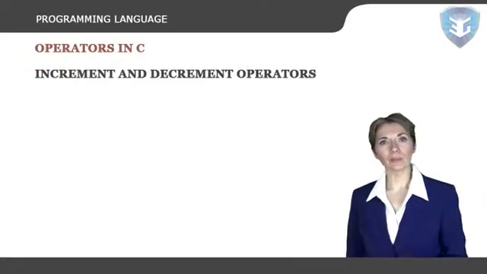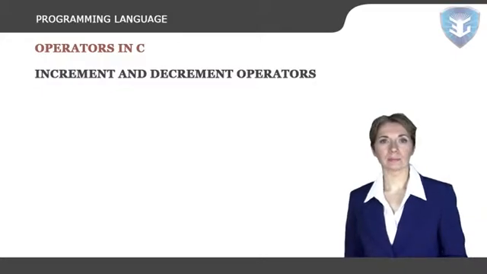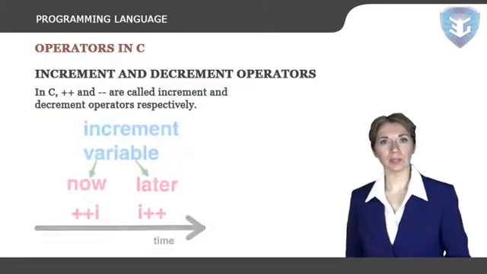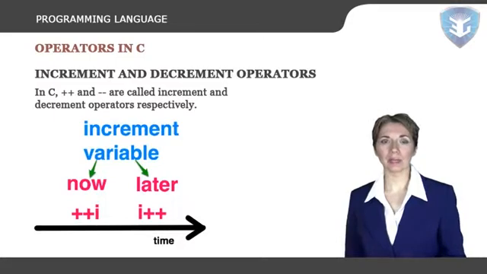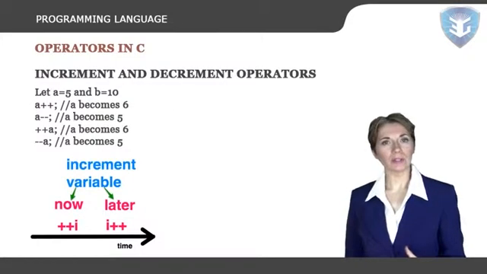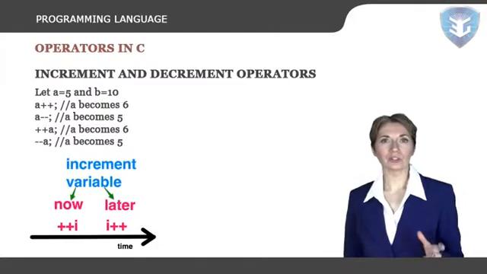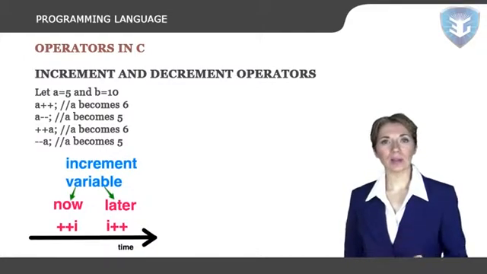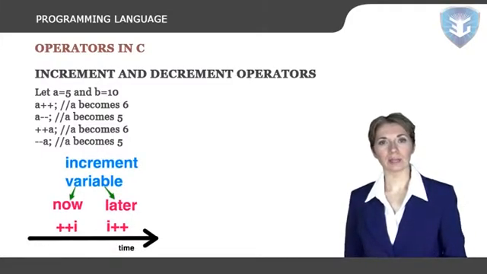Number 2, increment and decrement operators. In C, ++ and -- are called increment and decrement operators, respectively. Both of these operators are unary operators, for example, used on a single operand. ++ adds 1 to the operand, and -- subtracts 1 from the operand, respectively. To be clear, look at the example shown on the screen.